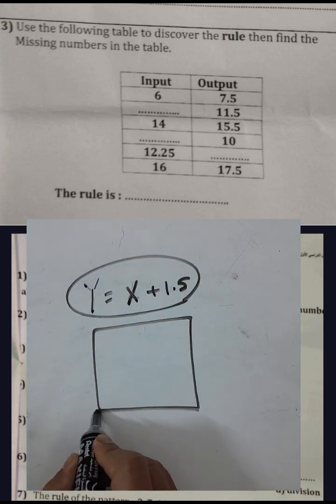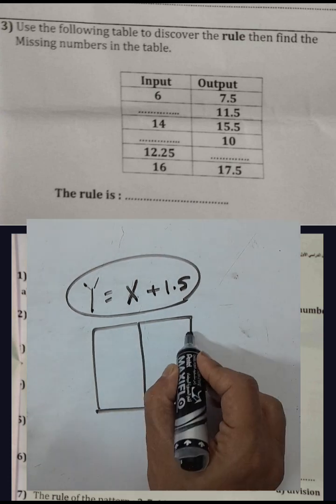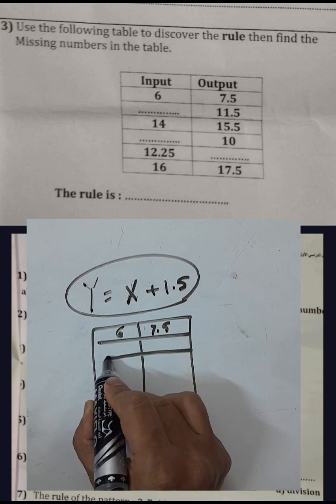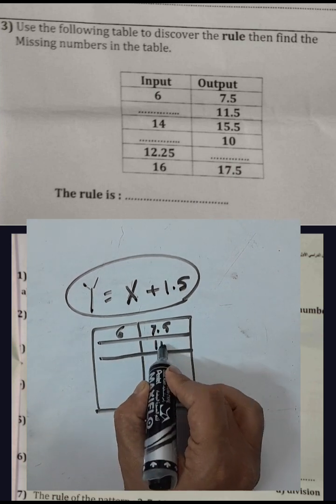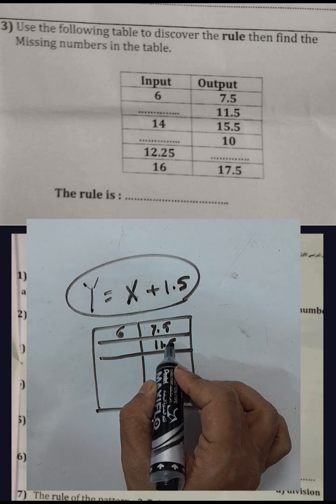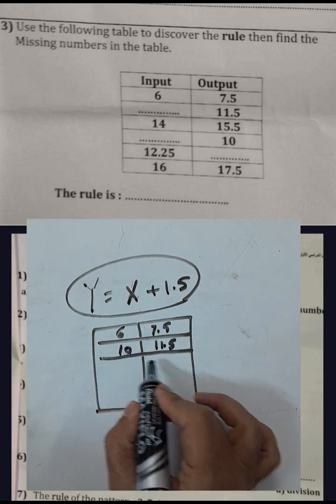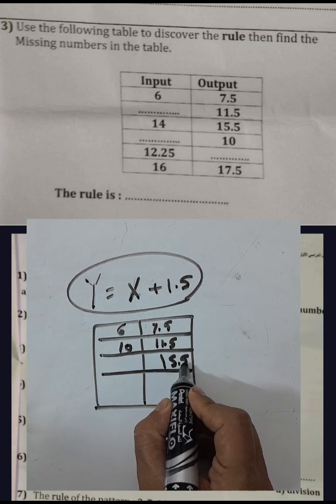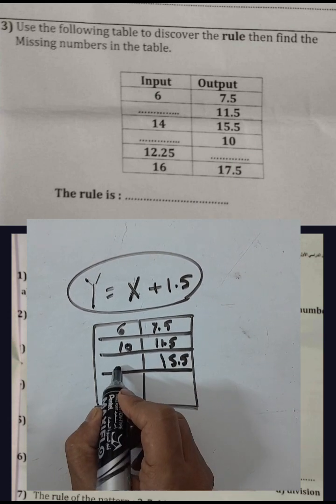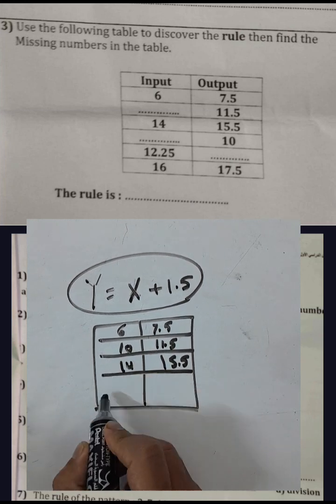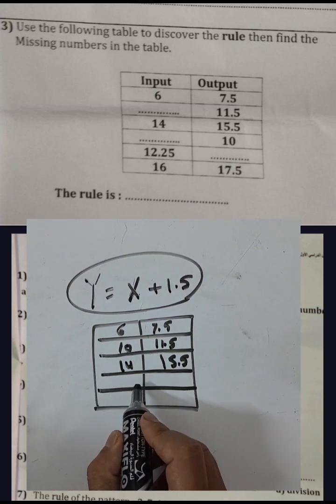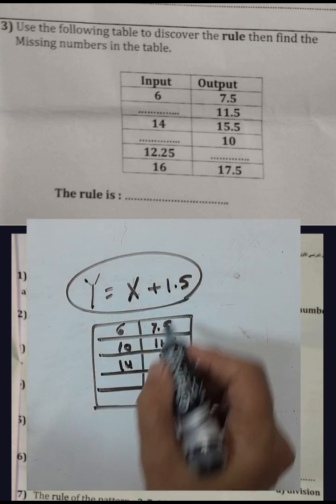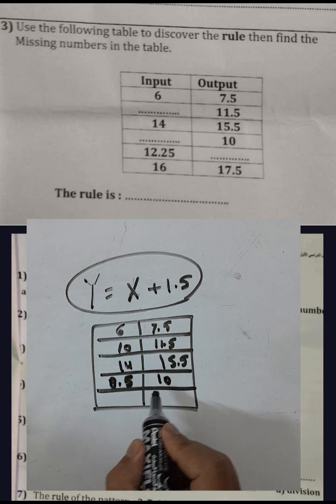6, 7.5, and for 11.5, subtract 1.5, it will be 10. And here, 15.5 subtract 1.5, it will be 14. And we have here 10, subtracted by 1.5, it will be 8.5.